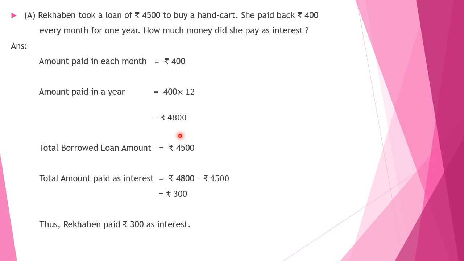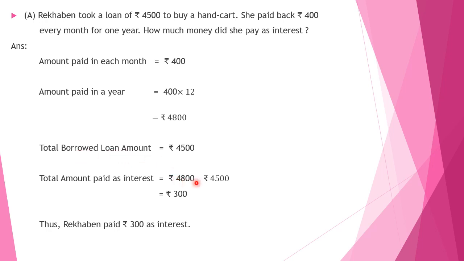Now we have to find how much money she paid as interest. So total borrowed loan amount. So how much money she borrowed from bank, that is 4,500. Now how much money she paid as interest, that is she paid rupees 4,800 and she took only 4,500. So how much extra money she paid, that is called interest. So what is the meaning of interest? The extra amount that we paid, that amount is called interest. So total amount paid as interest is equal to rupees 4,800 that she paid in 1 year minus 4,500, that is she borrowed as a loan.